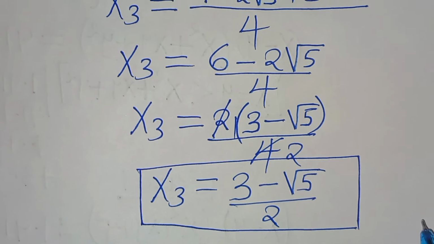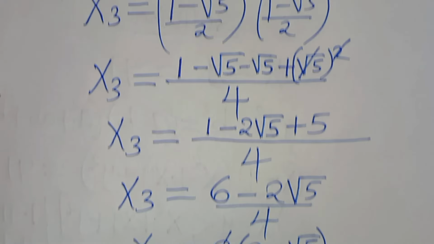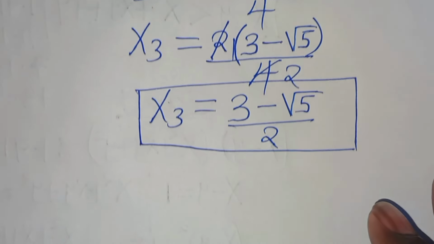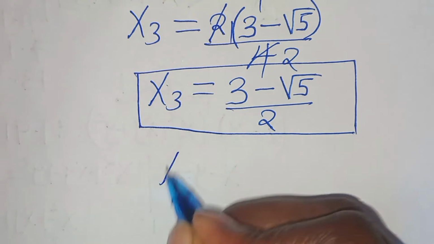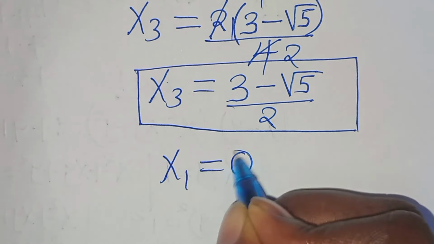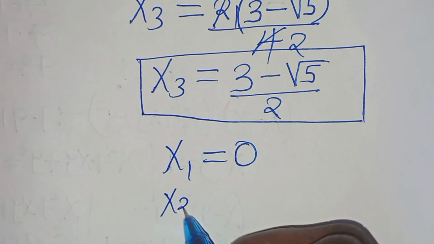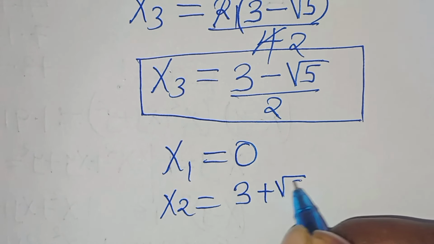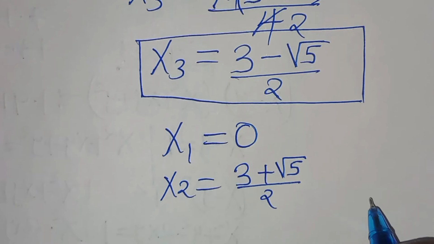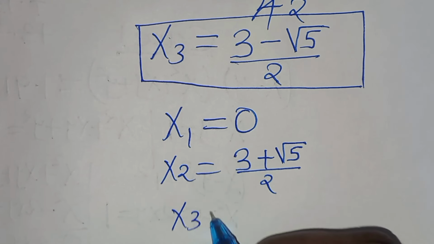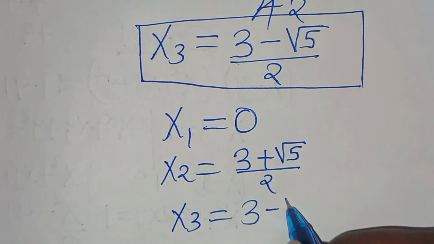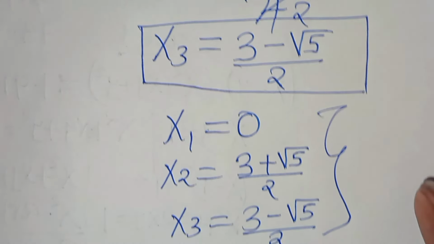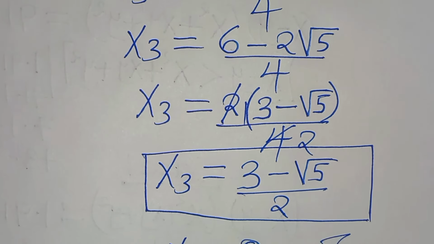And this implies that we have 3 solutions to this algebra problem. That is, x1 is equal to 0, x2 is equal to 3 plus square root of 5 divided by 2, and we have x3 is equal to 3 minus square root of 5 over 2. So these are the solutions to this algebra problem.